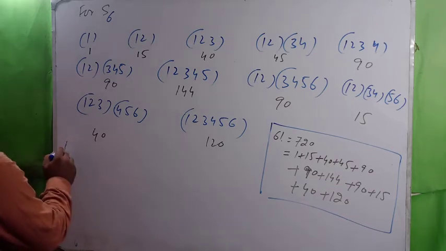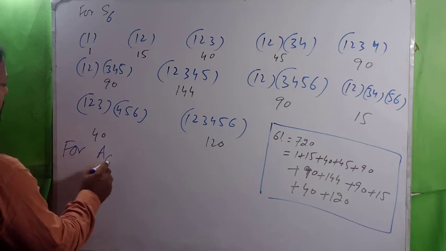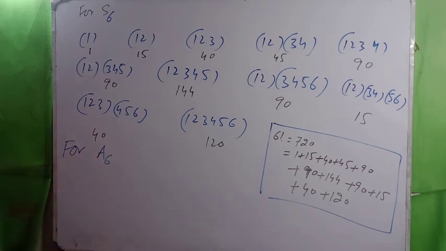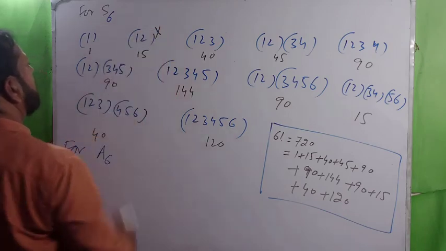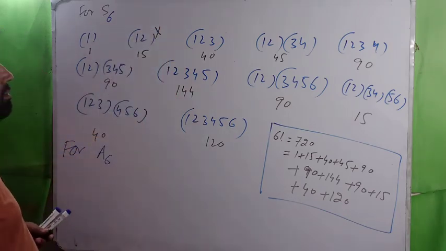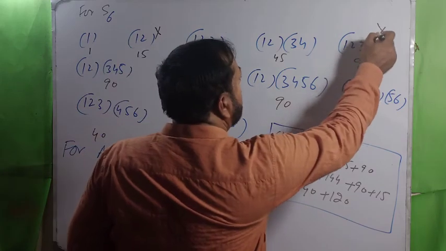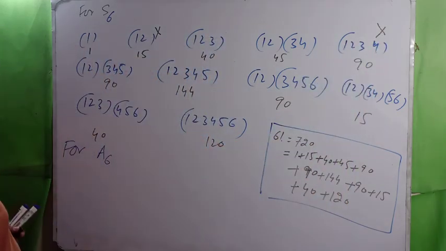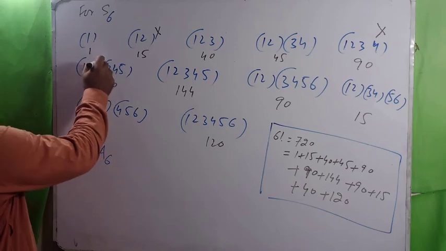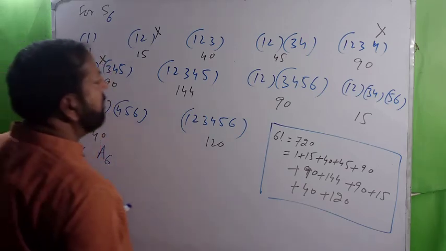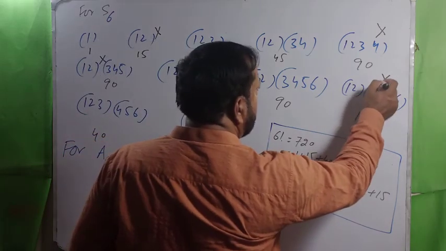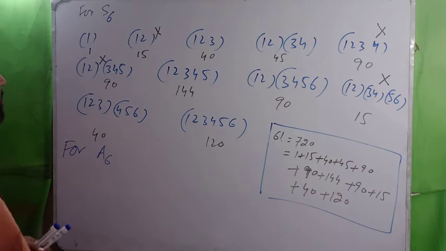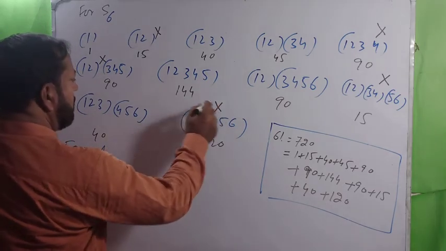For A6, you can write permutations. So you have to cancel out the odd ones, this is not odd, right? This is not odd. This is not odd. This is not odd. Okay.